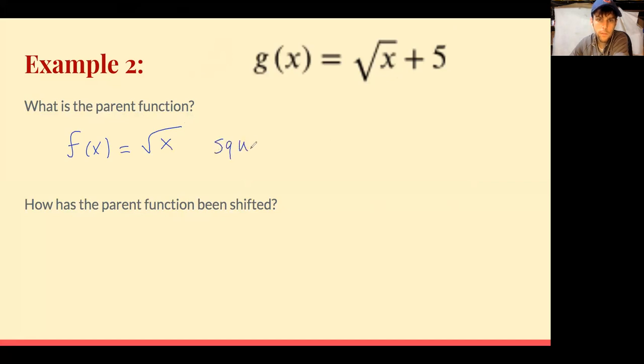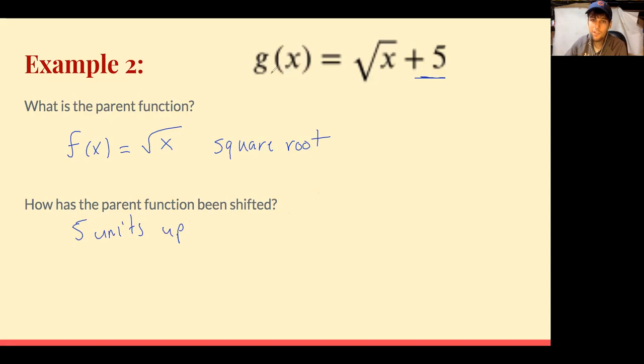And notice the constant that we've added this time is not inside of the square root function. It's added onto the end. So that's going to represent a vertical shift, either up or down. And the vertical shifts work the exact way we might think. Adding is up, subtracting is down. So this one has moved 5 units up. That's how it's been shifted.